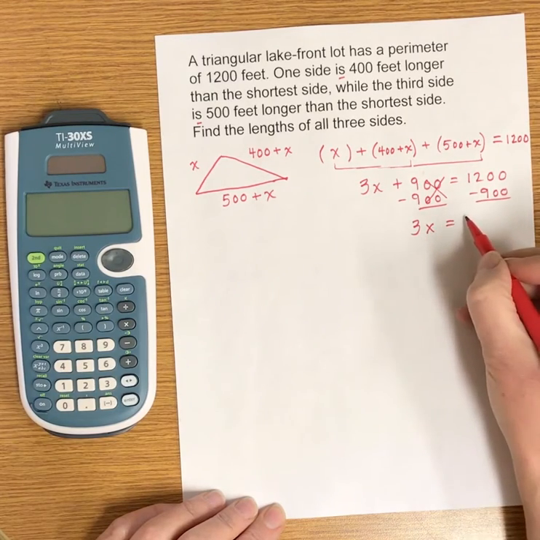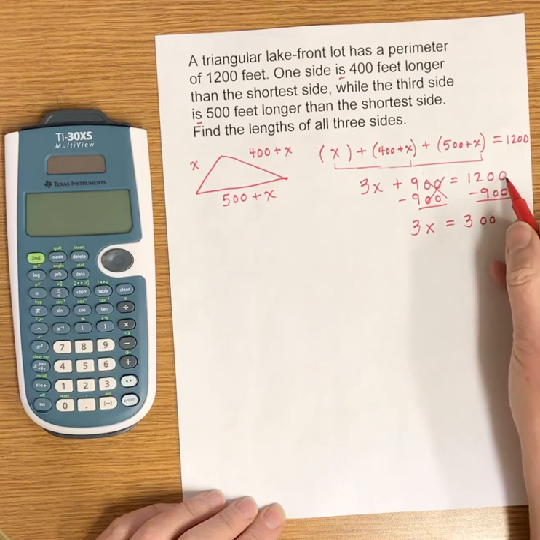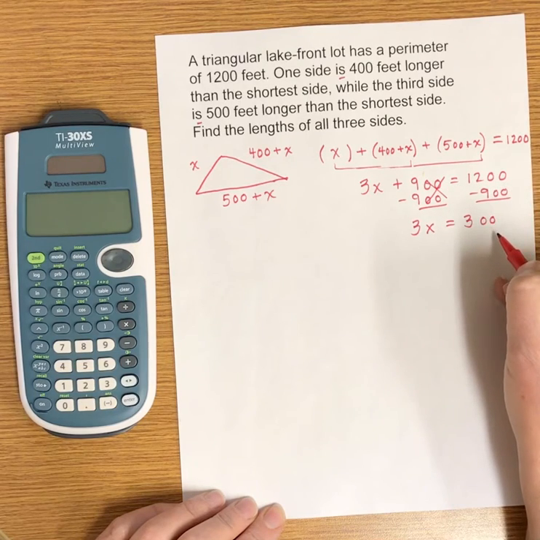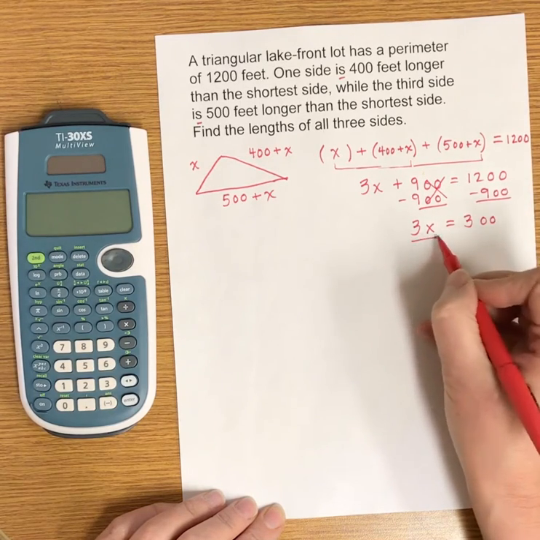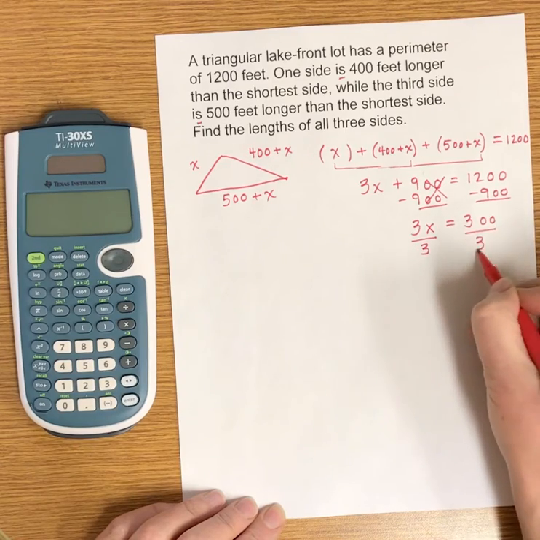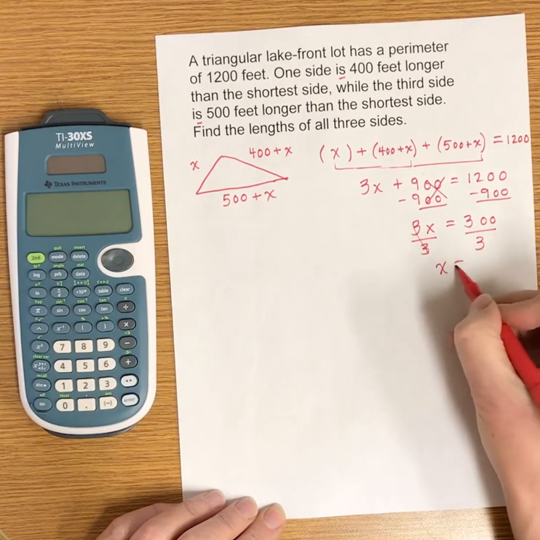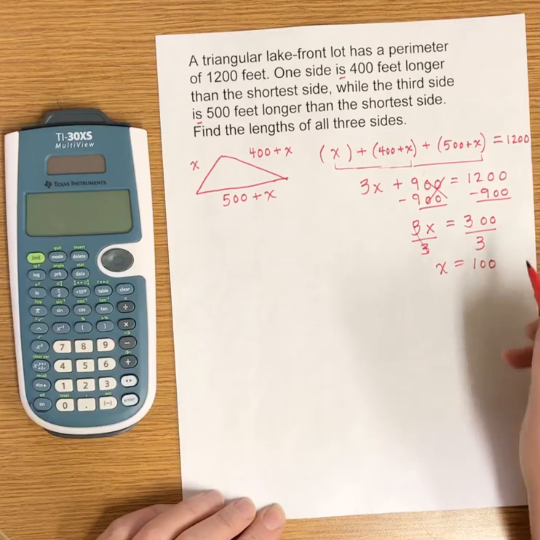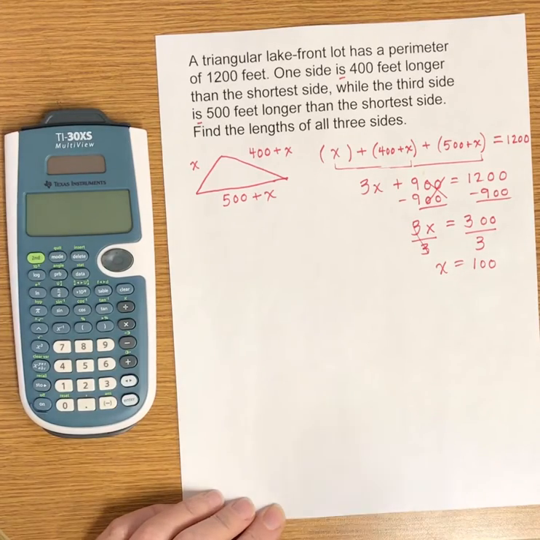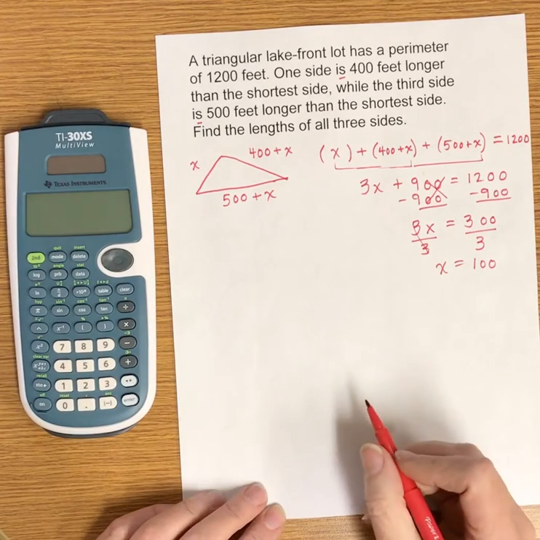So 3x equals 1,200 minus 900, which leaves 300. And to isolate the x, we'll divide both sides by 3. In other words, x equals 100.